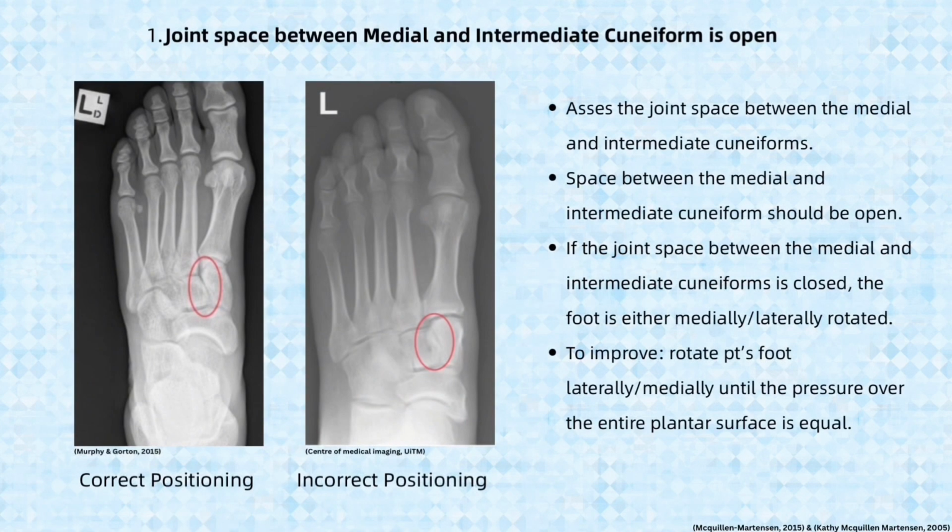First, assess the joint space between medial and intermediate cuneiforms. Space between the medial and intermediate cuneiforms should be open. If the joint space between the medial and intermediate cuneiform is closed, the foot is either medially or laterally rotated. To improve this, rotate the patient's foot laterally or medially until the pressure over the entire plantar surface is equal.